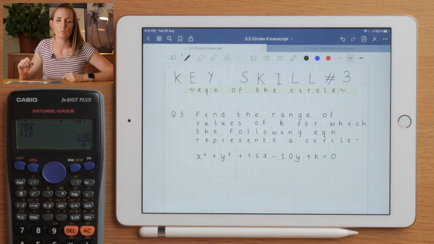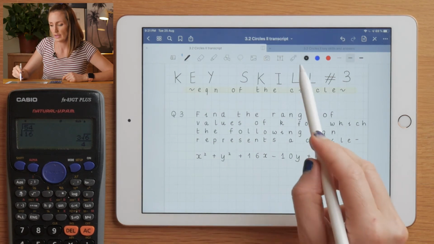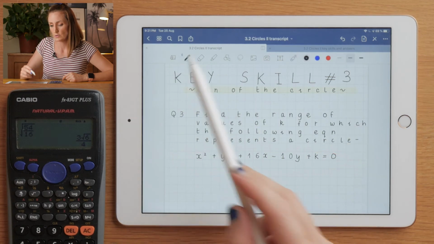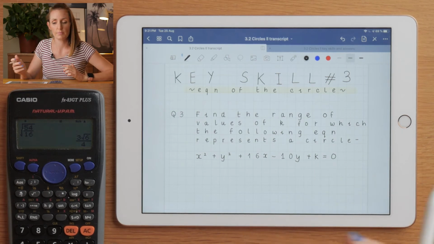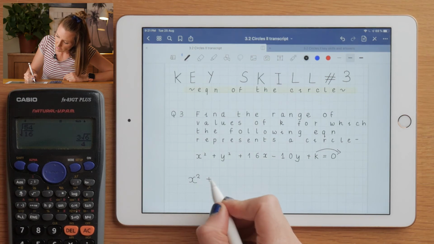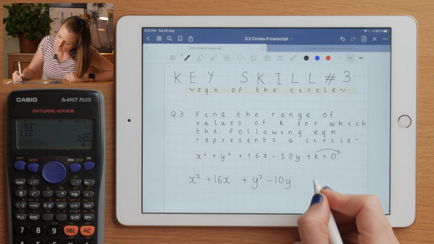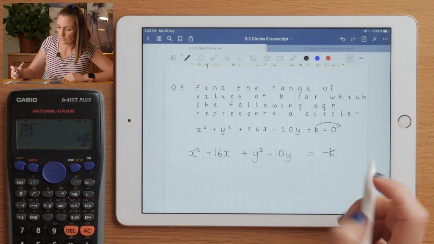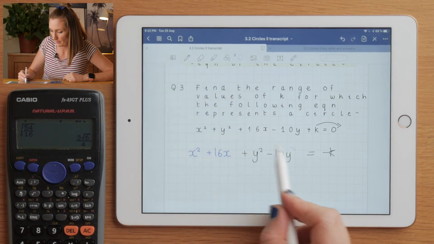In the last question, we've been asked to give a value of k that would mean that the following equation would represent a circle. Now, what you need to think about here is, first of all, it's in the expanded form. So to get it looking more like the equation that we work with, I would do 2 instances of completing the square. So k is just a number, so it's going to move to the other side. So we'd have x squared plus 16x together and y squared minus 10y together, and all of that would equal minus k.